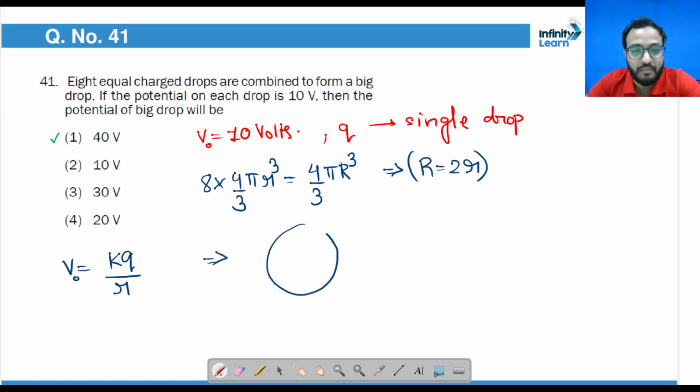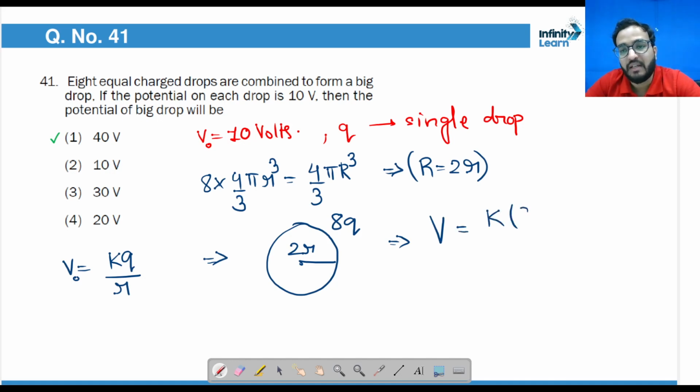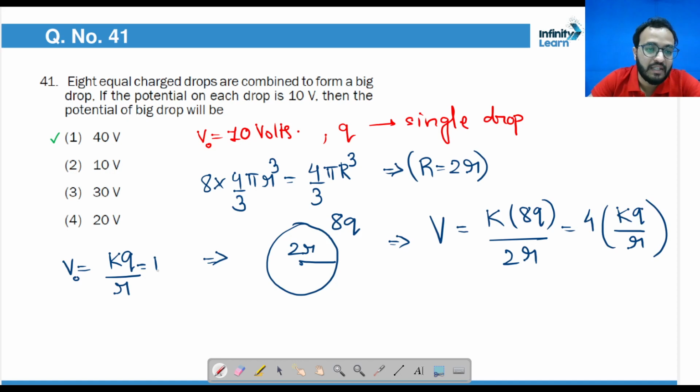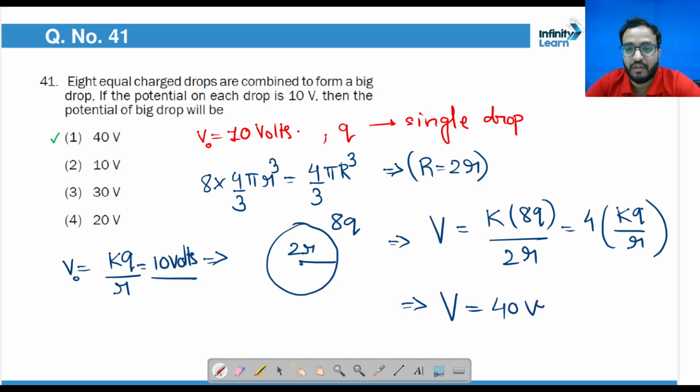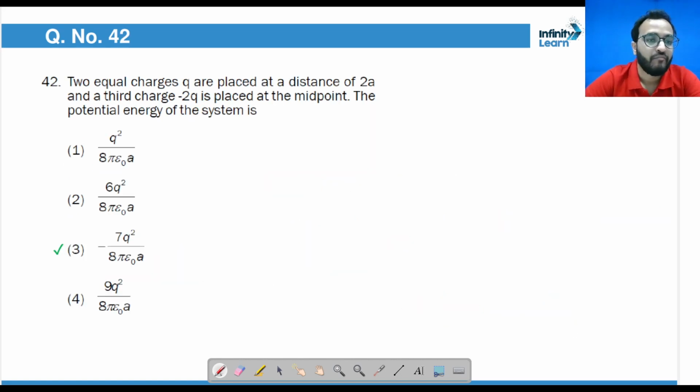Now for the bigger drop, total charge is 8q and radius is 2r. So potential will be K into 8q upon 2r, that is 4 times kq by r, and kq by r is actually 10 volts. Got it? So overall potential will be 40 volts. 42. This is very simple.